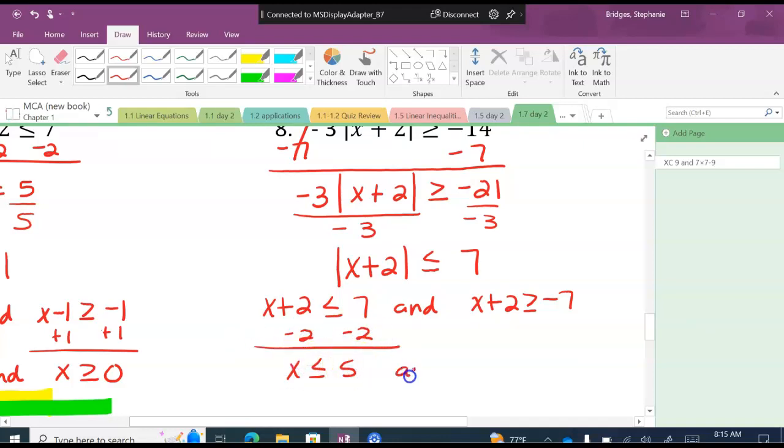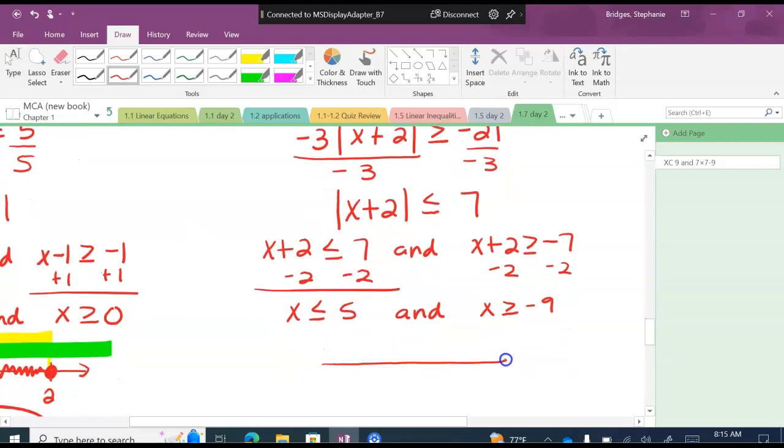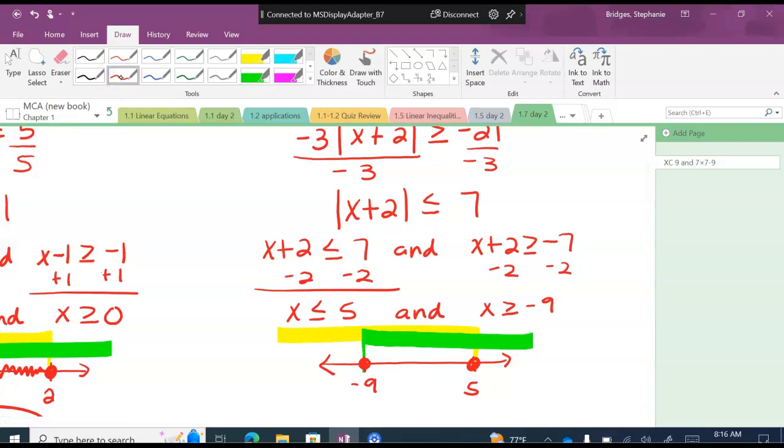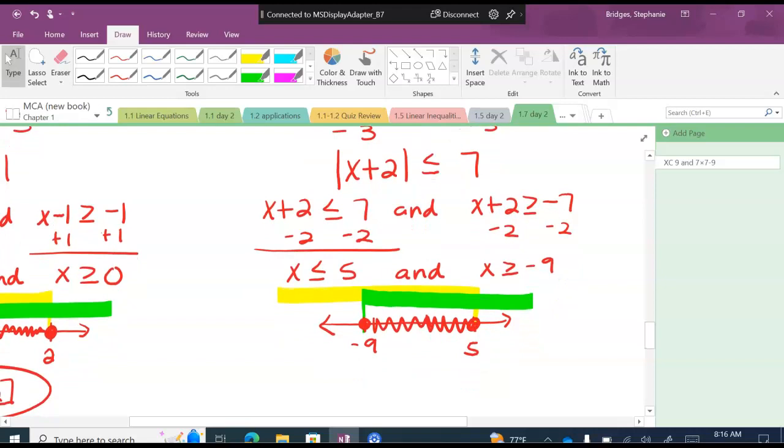So I get x is less than or equal to 5, and x is greater than or equal to negative 9. I am less than or equal to 5, which is closed, and going to the left. I am greater than or equal to negative 9, which is closed, and going to the right. And because we are using and instead of or, where do we shade? In the middle. Bracket, negative 9, comma 5, bracket.